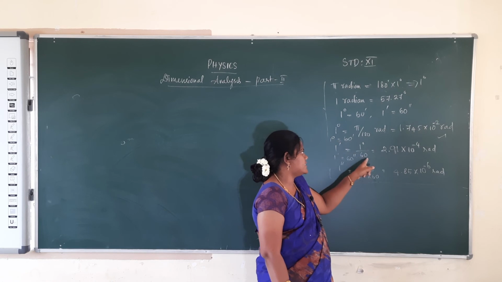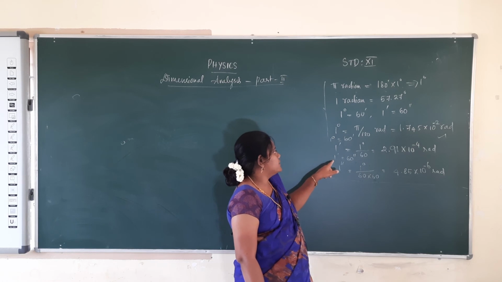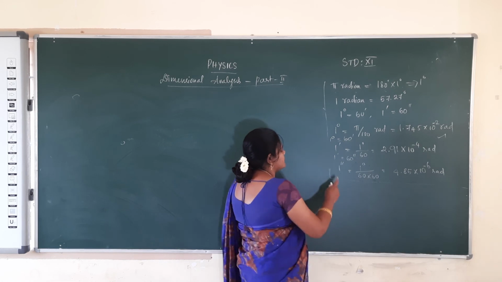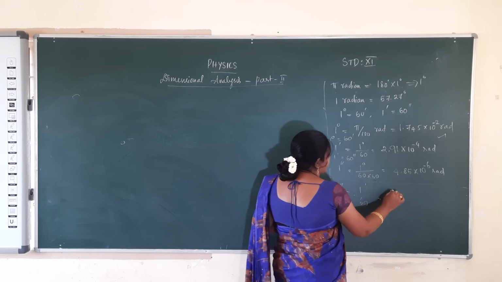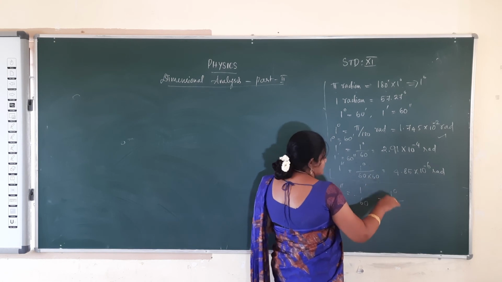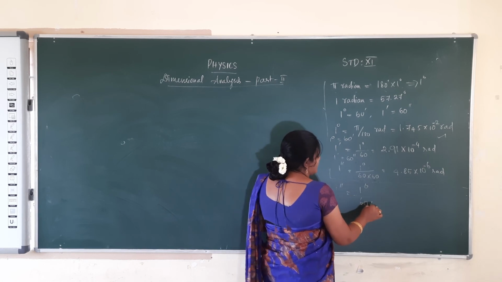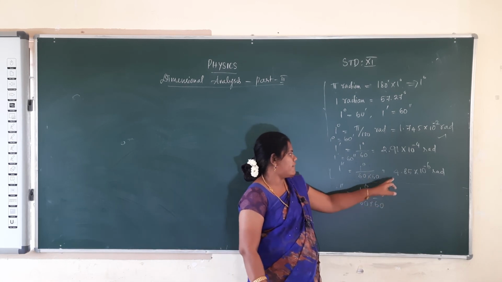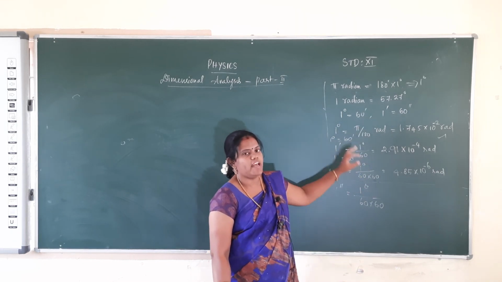So 1 degree value by 60, we calculate 2.91 into 10 power minus 4 radian. Then 1 minute is equal to 60 seconds, so 1 second is equal to 1 minute by 60. We want it in degrees, so 1 second is equal to 1 degree by 60 into 60, since 1 degree has 60 minutes and 1 minute has 60 seconds. That value is 4.85 into 10 power minus 6 radian. All these values you have to learn thoroughly after you work out the problems.